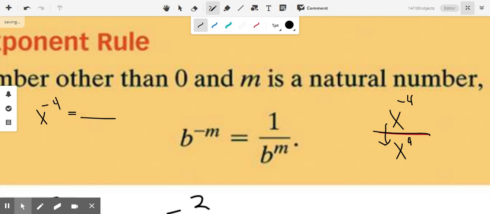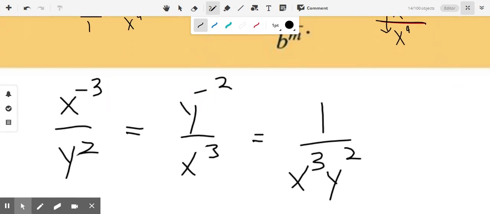So x to the negative 4, I move the x. That can be written as x to the negative 4 over 1. I move the x to the bottom. It makes that a positive exponent. And since there's nothing left on top, I fill it in with a 1. All right. Notice these right here.